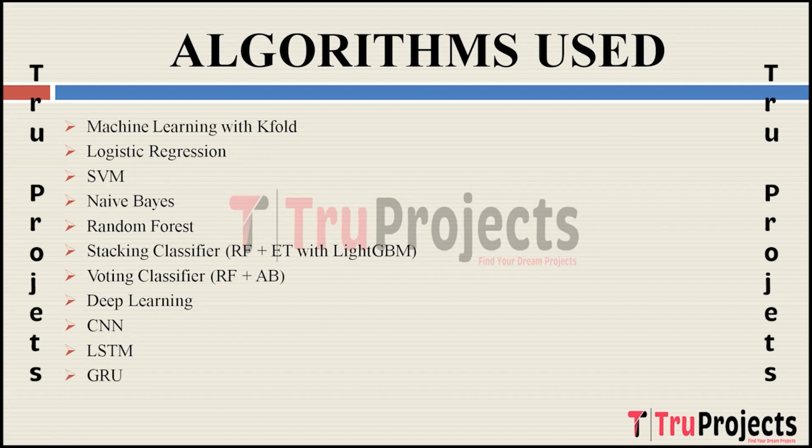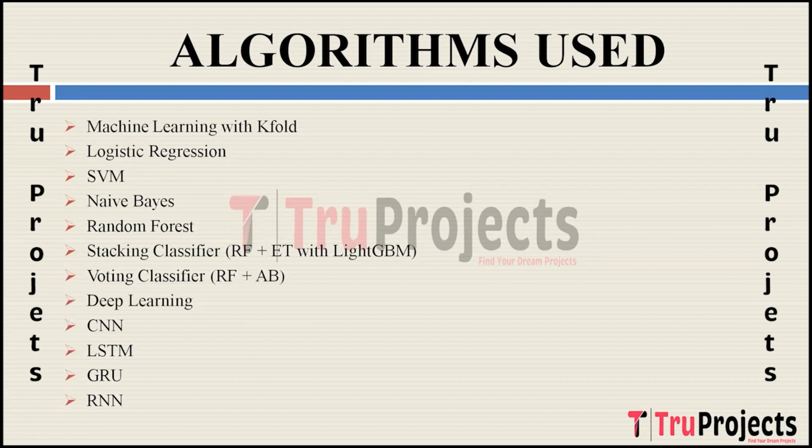GRU, Gated Recurrent Unit. GRU is another type of recurrent neural network similar to LSTM but computationally more efficient. It's designed to capture dependencies in sequential data and can be used for similar tasks as LSTM.